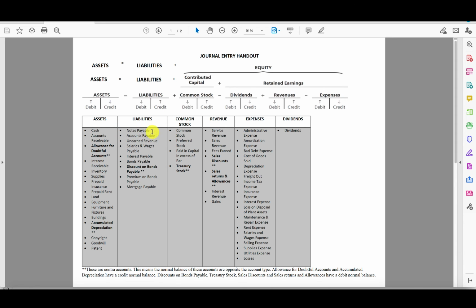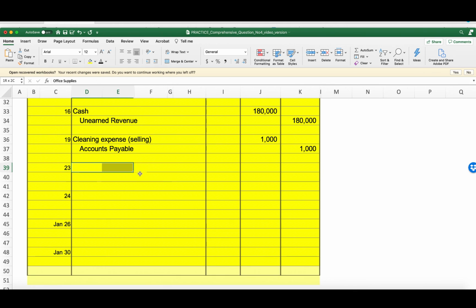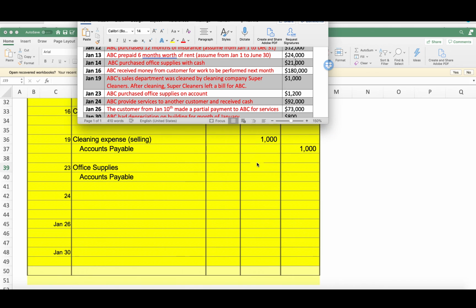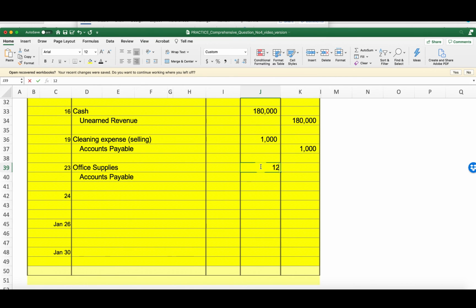And what account is that? That's going to be accounts payable. Accounts payable is also going up. When you buy something on credit, you now owe money, which is your payable increases, which is a credit to the payable, and debit to the asset that we receive. So I'm going to debit supplies, and supplies and office supplies are the same thing. So I'm going to debit office supplies, and I'm going to credit, not cash, sorry, accounts payable for $1,200. So I'm going to put 1,200 here, 1,200 here.